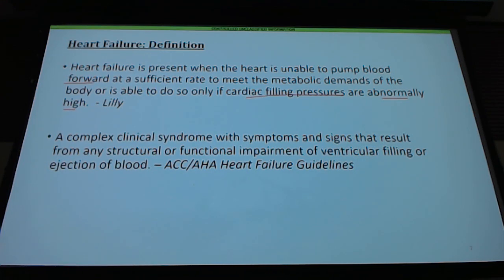The ACC, the AHA, their definition I think makes a little more sense. There's not as many caveats to it, but they define it as a complex clinical syndrome with symptoms and signs that result from any structural or functional impairment of ventricular filling or ejection of blood. So it's either a filling problem or it's a squeeze problem. It's basically what it comes down to.